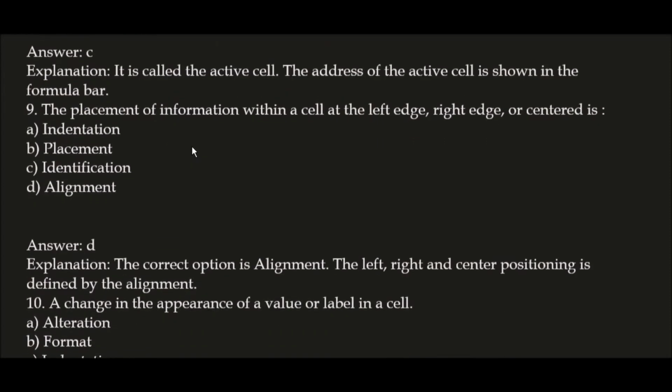Next question, the placement of information within a cell at the left edge, right edge or centered is option A indentation, option B placement, option C identification, option D alignment. Here your correct answer is option D alignment. Okay, the left, right and center positioning is defined by the alignment.